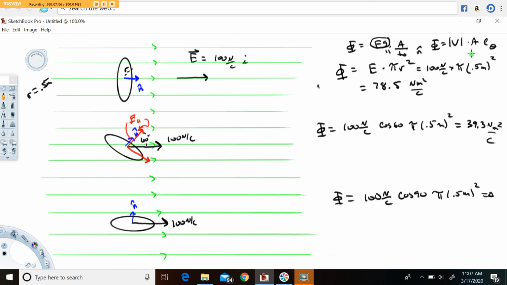And another important thing to notice is when a flux is maximum and when it's 0. So flux is always a maximum when the area makes a right angle to the field that you're dealing with. And it always is 0 when the area is parallel, if you will, to the field that you're dealing with, right? That's probably good enough for now.